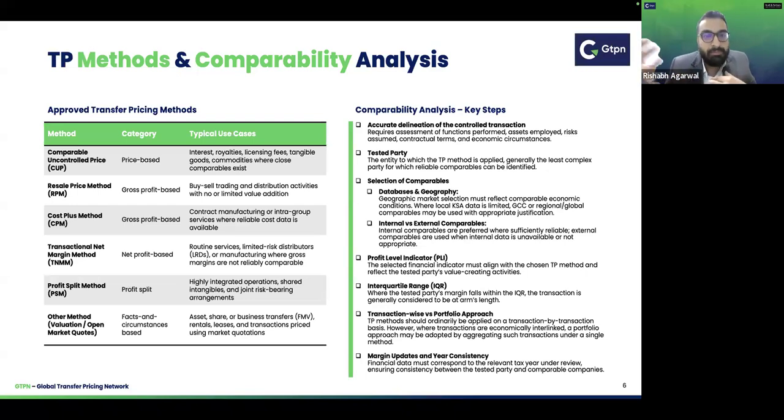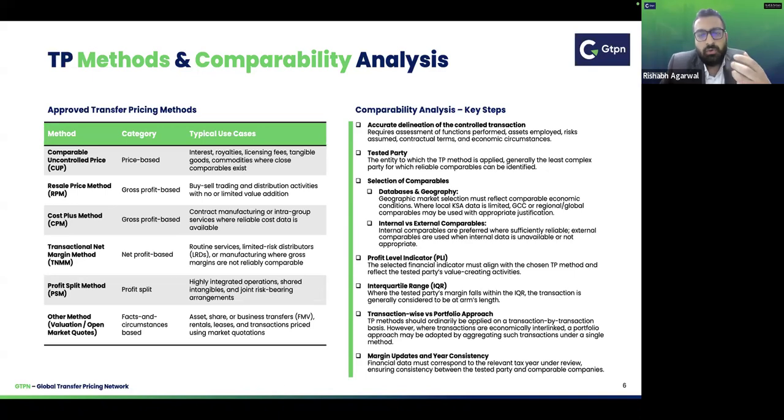I will talk about APAs later also, but just keeping that hook here: if you are using the profit split method, it is recommended that you apply for an advanced pricing arrangement with the tax authorities, so that the assumptions we need to take while applying the profit split method are agreed on day zero, before you enter into the transaction.